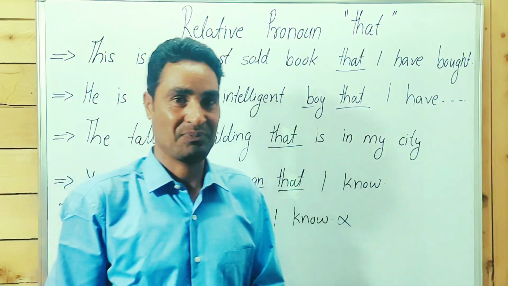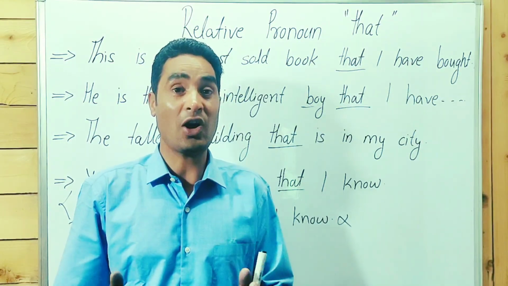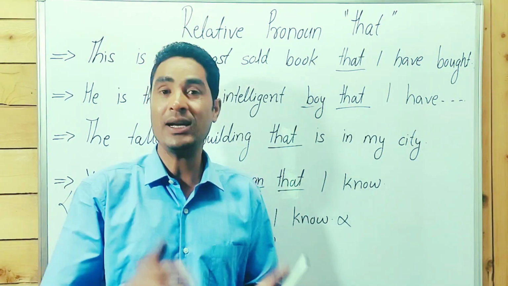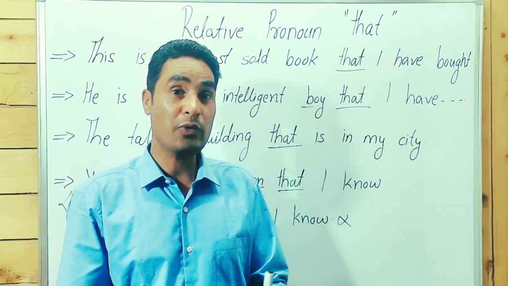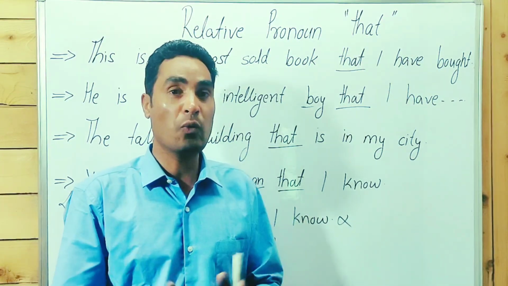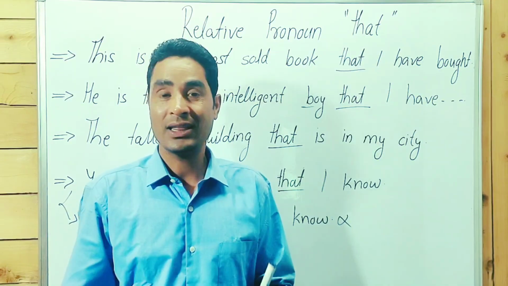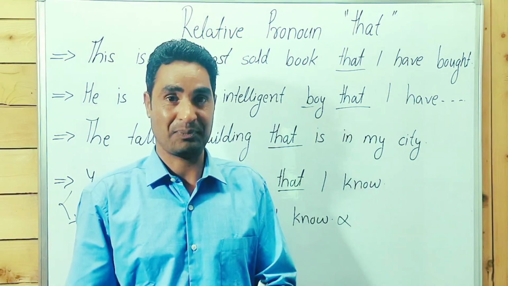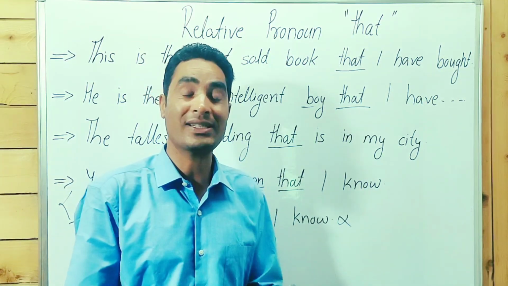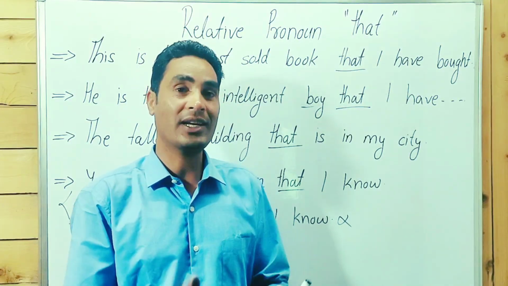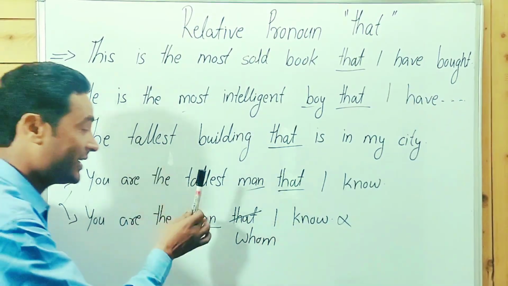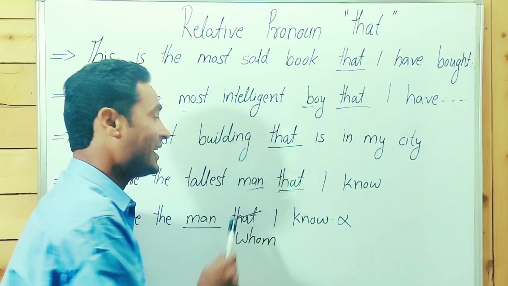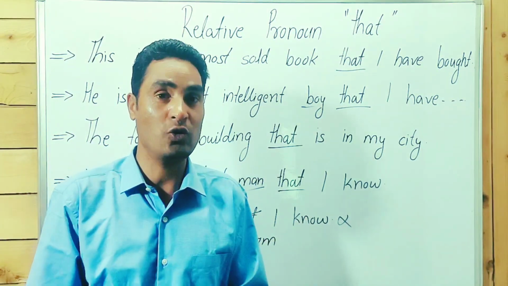I hope you understood. Guys, we have learned three rules for using that as a relative pronoun. First, when we have two antecedents, one human and one non-human, we use the relative pronoun that. Second, with words like all, the same, the only, the few, the little, none, nothing, nobody, everybody, somebody, when written with antecedents, we use that. Third, when superlative degree is given with the antecedent, we use relative pronoun that, not who, not whom, not which.